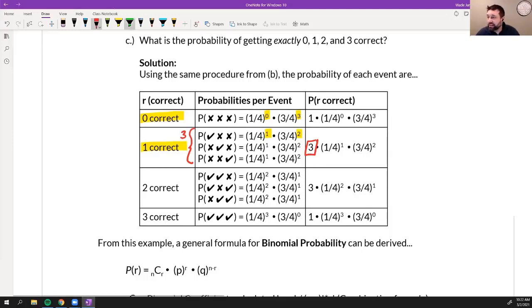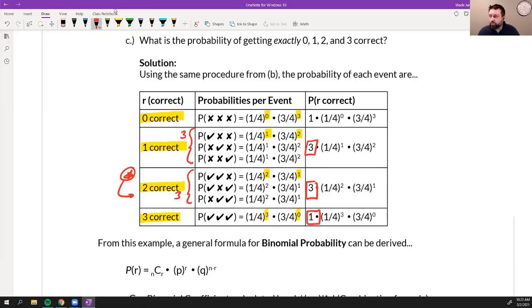What's the probability of getting exactly 2 correct? This is what we just found out, right? This is the problem that we just did right here. So it's 1/4 to the second power, 3/4 to the first power. And how many ways does that happen? 3 ways. So we multiply by 3. Finally, what's the probability of getting all 3 correct? 1/4 to the third power, 3/4 to the 0 power. And there's only one way that can happen.